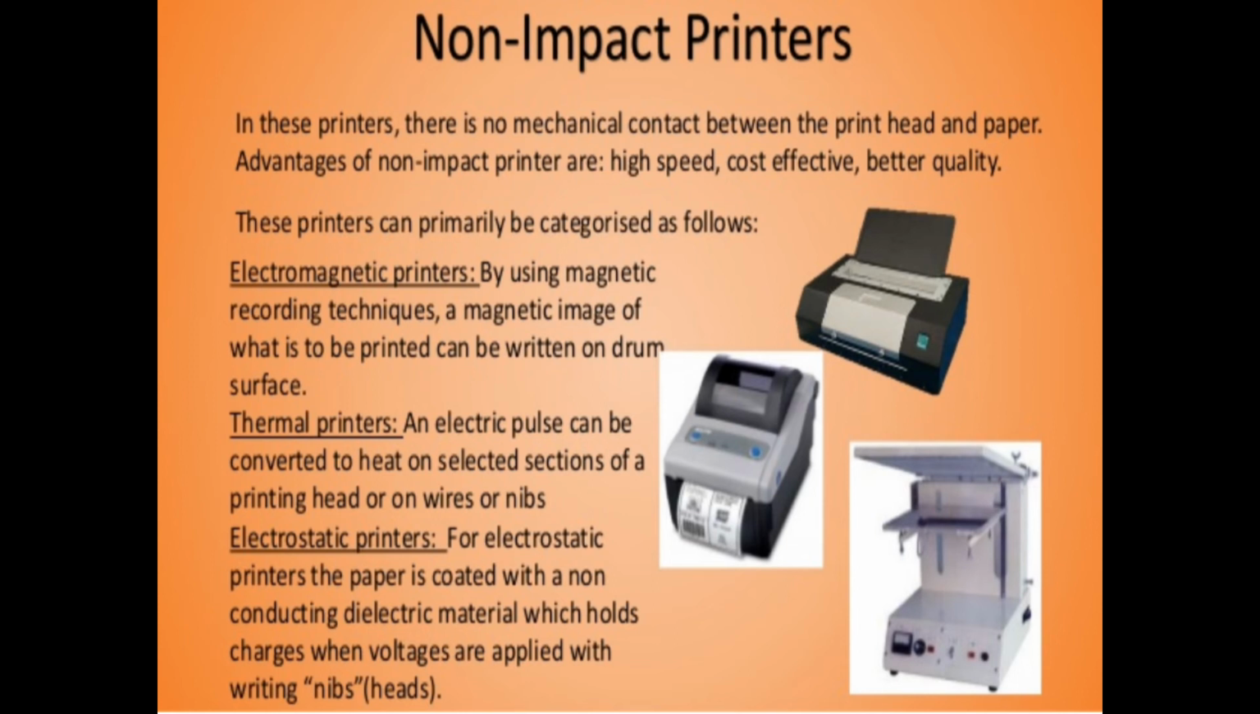Electromagnetic printers. By using magnetic recording techniques, a magnetic image of what is to be printed can be written on the drum surface. Next is thermal printers. An electric pulse can be converted to heat on selected sections of a printing head or on wires or nibs. And the third type of non-impact printer is electrostatic printers. For electrostatic printers, the paper is coated with a non-conducting dielectric material which holds charges when voltage is applied with writing nibs or heads.